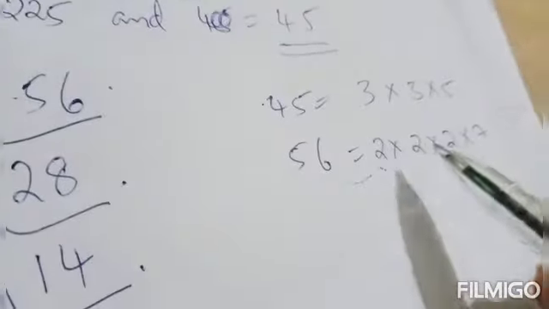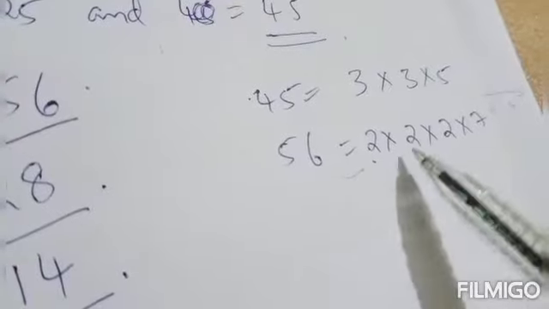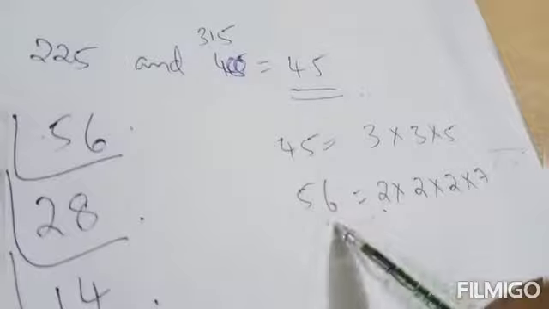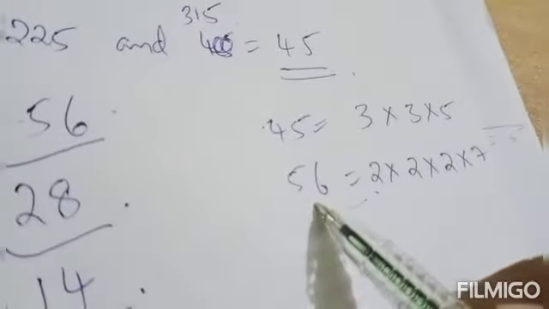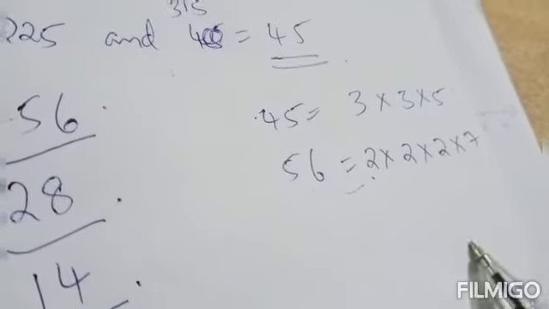Here you can find that no common prime factor is coming. In 45 only 3 and 5 are coming; in 56, 2 and 7 are coming. So since there is no common prime factor for 45 and 56, 45 and 56 are co-primes. You can write the conclusion.